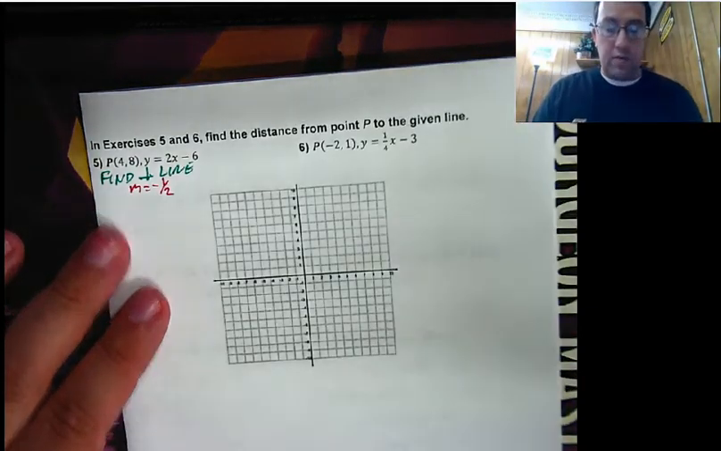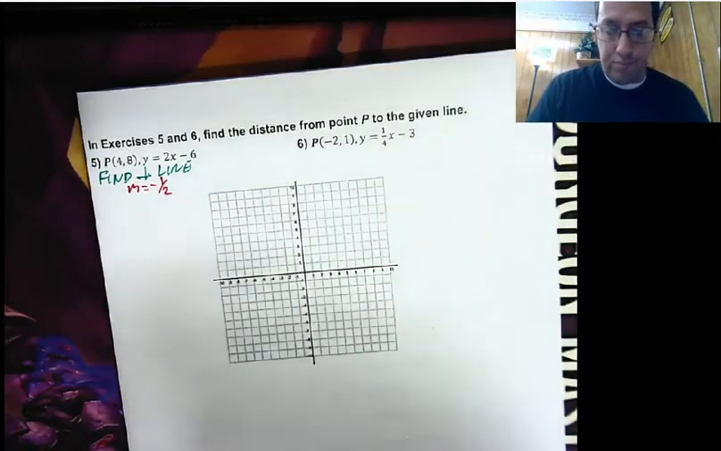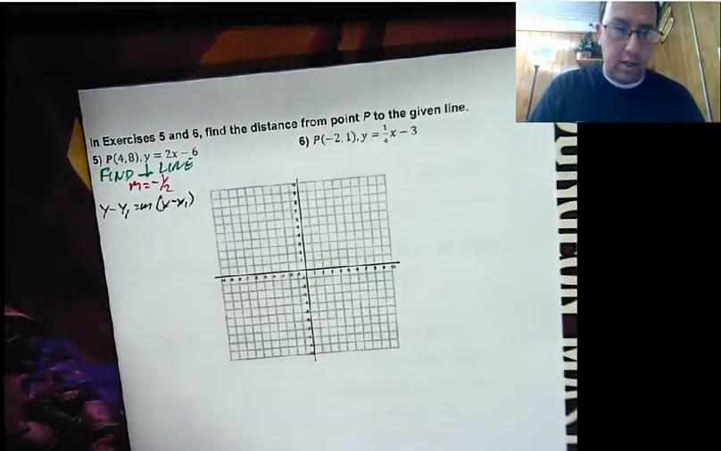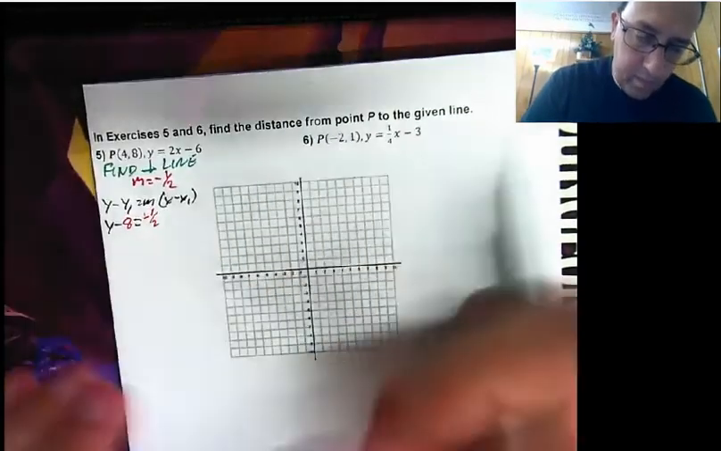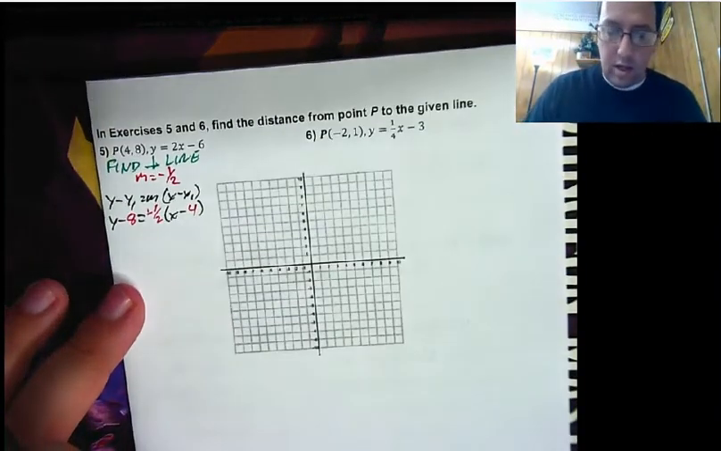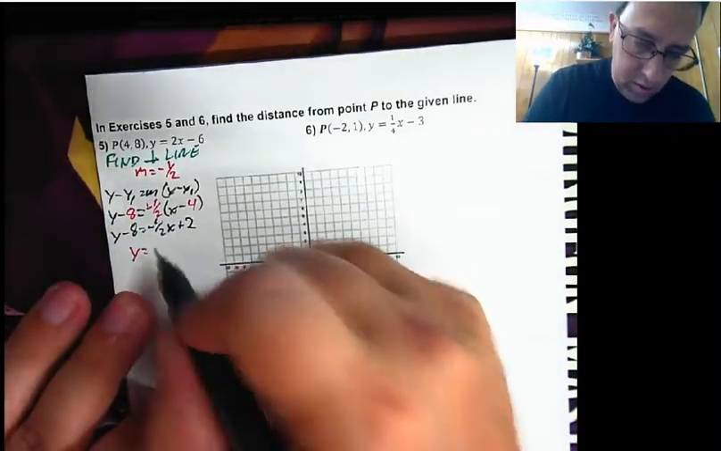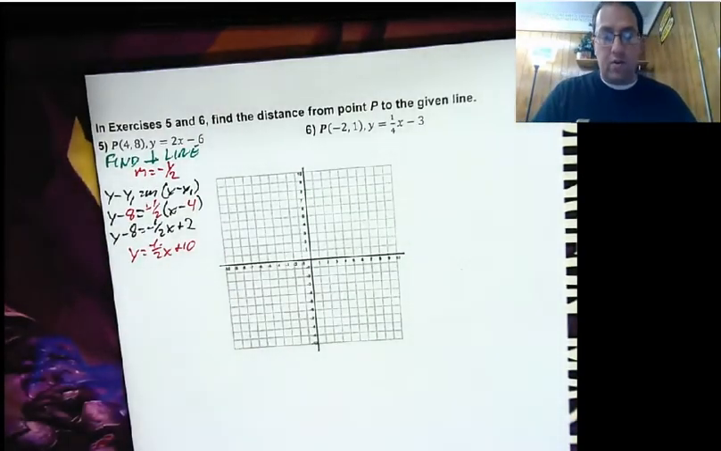And we can do this whichever way we like. I'm just going to do this in point-slope form. All right, so let's plug in. And then we get y by itself. So now I have the equation of a line perpendicular to the given line.